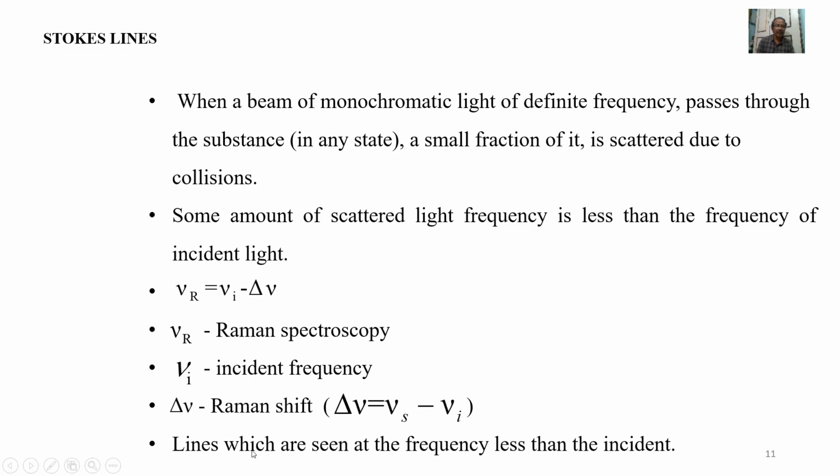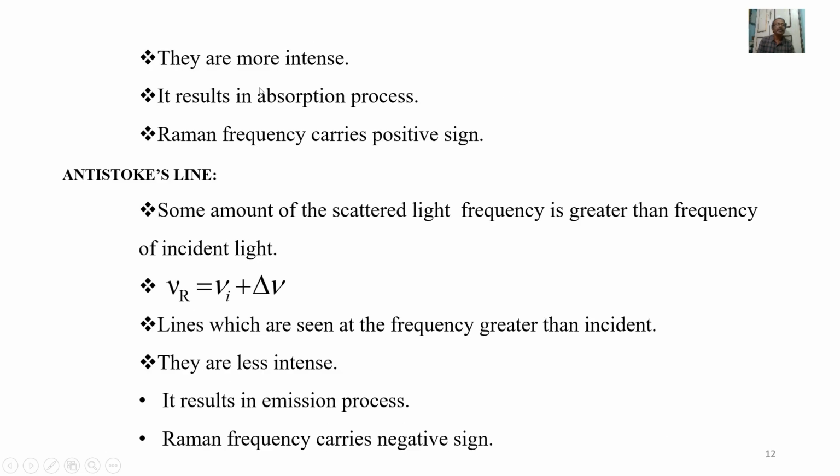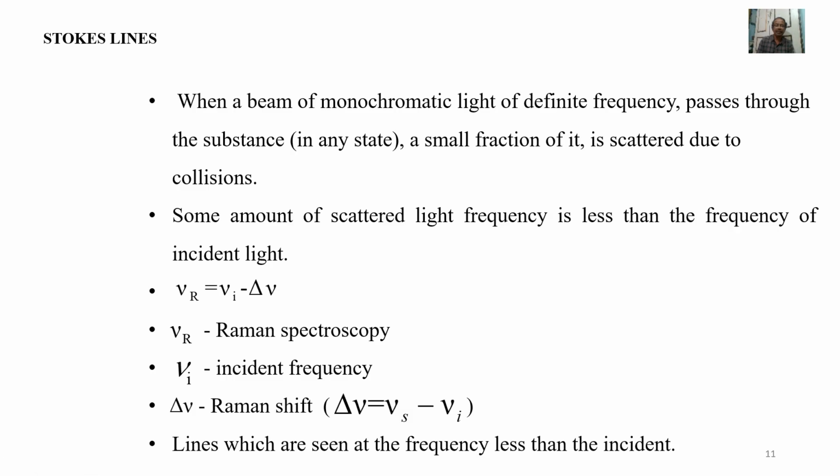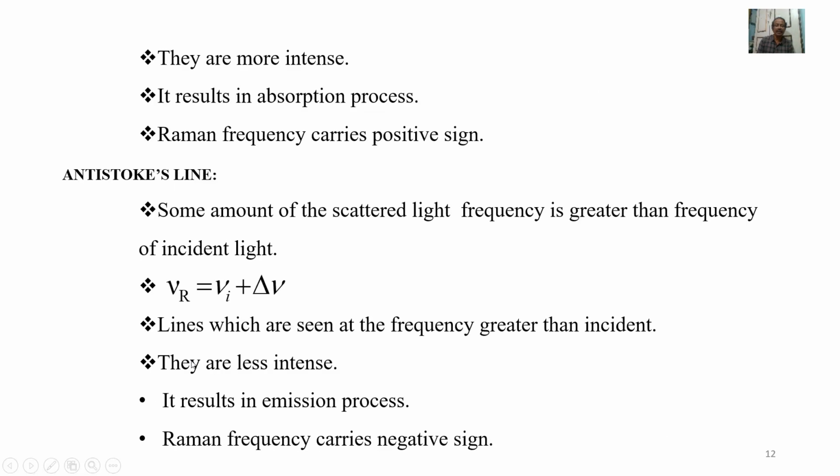Lines which are seen at a frequency less than the incident are more intense. It results from an absorption process. Raman frequency carries a positive sign. And when you go for the anti-Stokes line, some amount of the scattered light has frequency greater than the frequency of incident light. That is, Raman frequency nu r is the incident frequency plus the change in frequency. So the change in frequency is nu s minus nu i. Lines which are seen at a frequency greater than the incident are less intense. It results from an emission process. Raman frequency carries a negative sign for the anti-Stokes line.